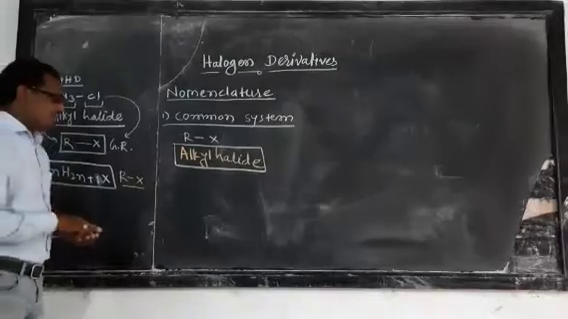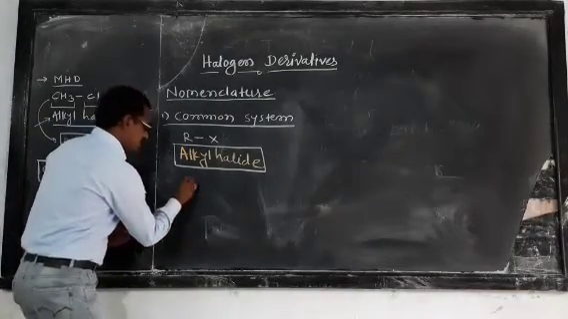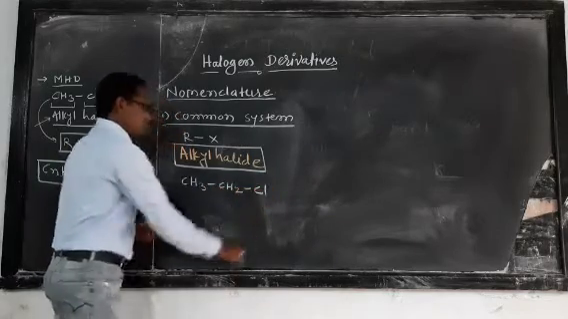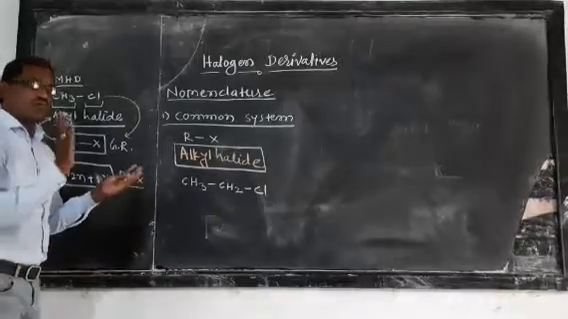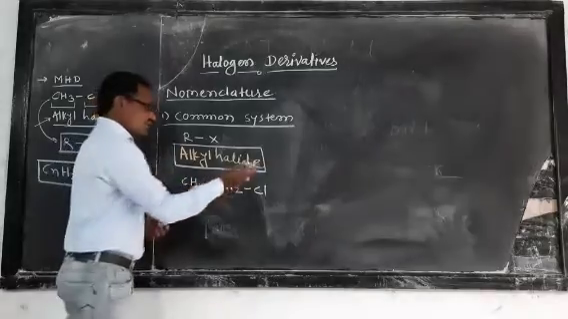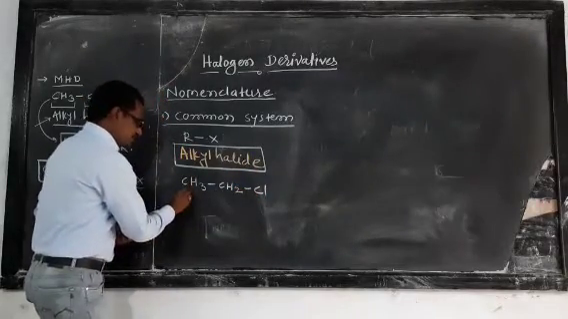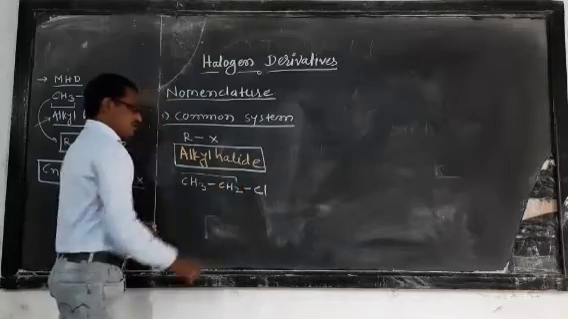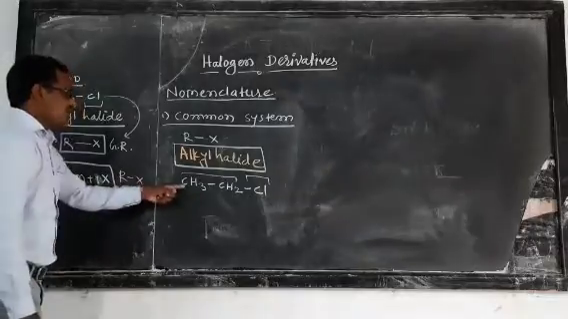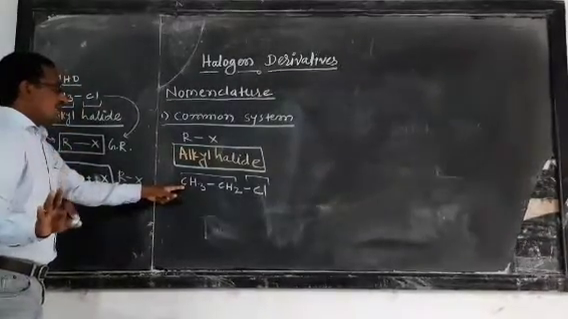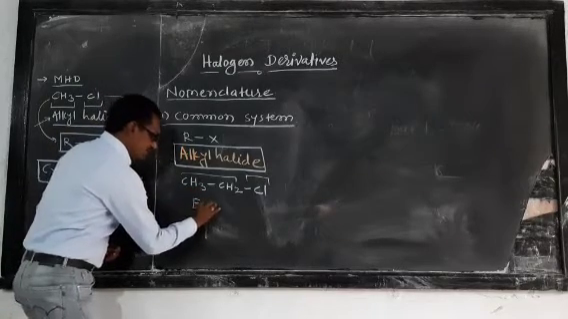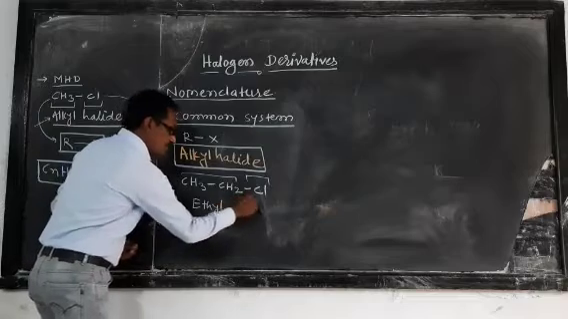Now I will use some examples. Look toward the board. This is one example, that is CH3CH2Cl. In this example, first of all we have to find out which is the alkyl group, and later on we have to find out which is the halide group. Here this group is the alkyl group and this is the halide. So the name of this halogen derivative is ethyl chloride.